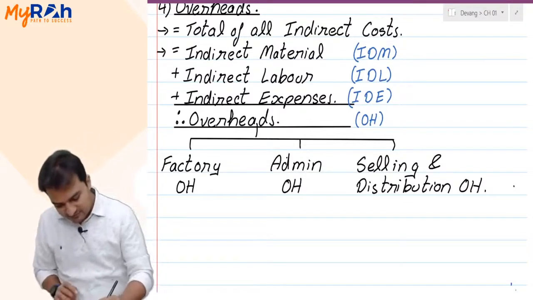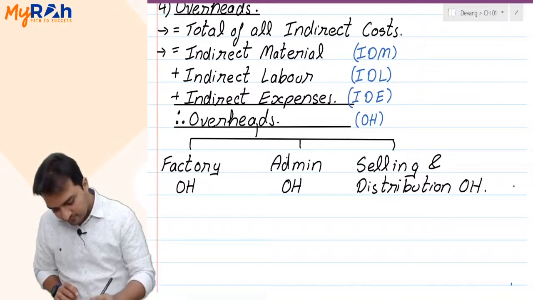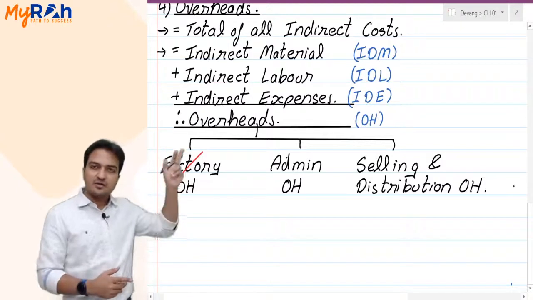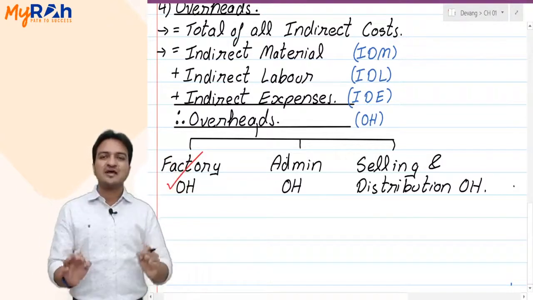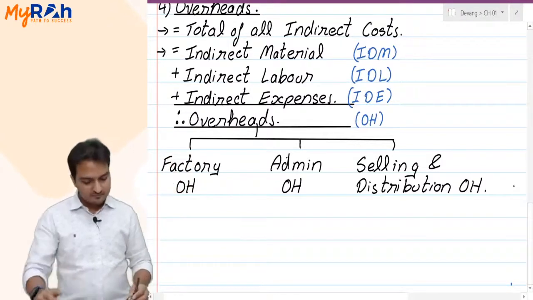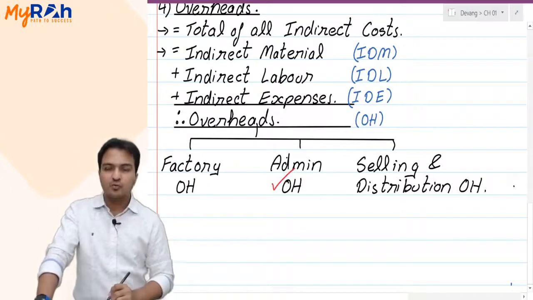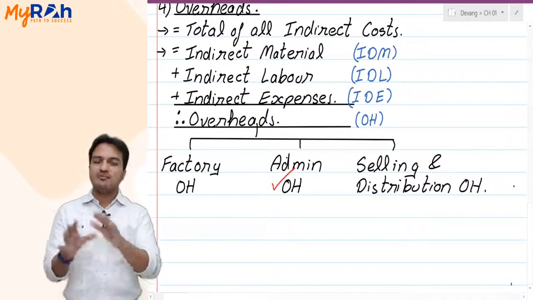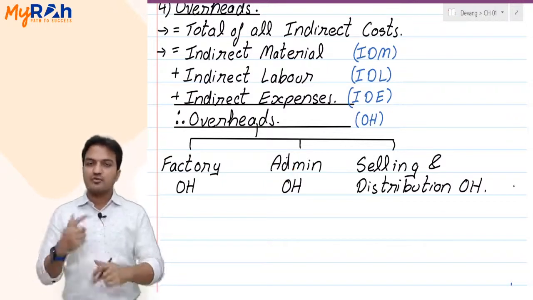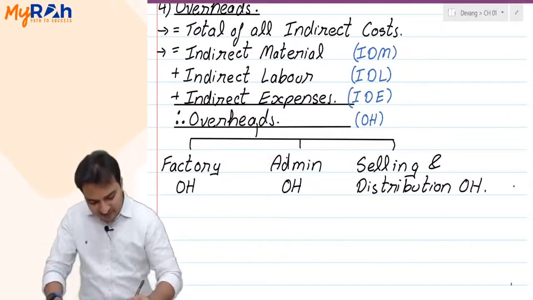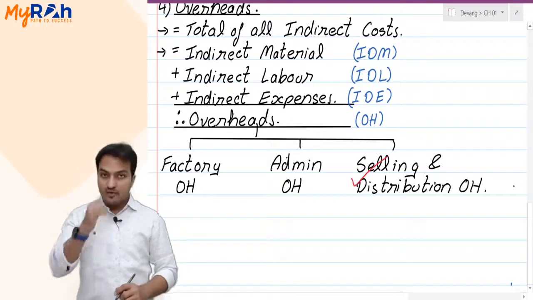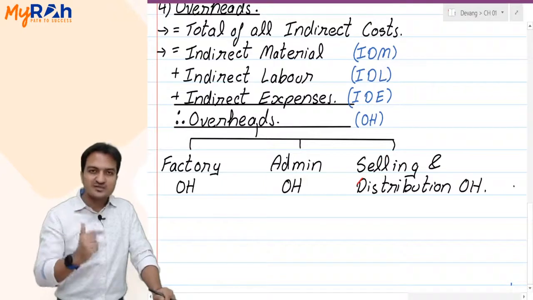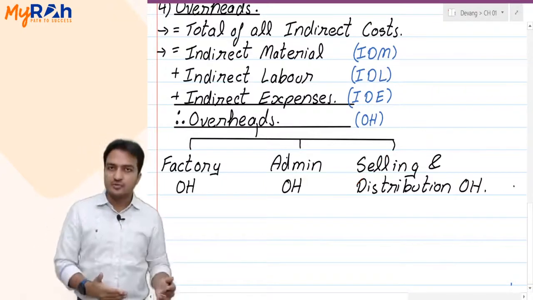Factory overheads. The word factory overheads would mean that the indirect cost is incurred inside the factory premises. Admin overhead here would mean that the indirect cost is incurred for routine administrative purpose like accounting and admin work, and selling and distribution overheads would mean that the indirect cost is incurred for either sales or distribution.